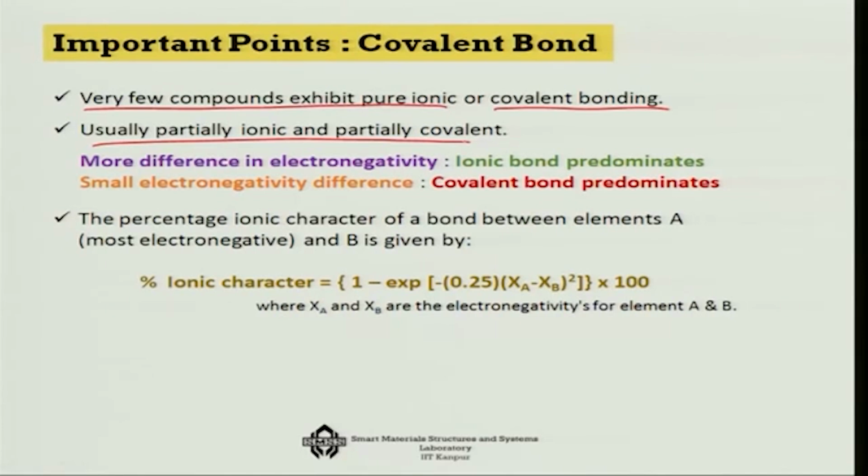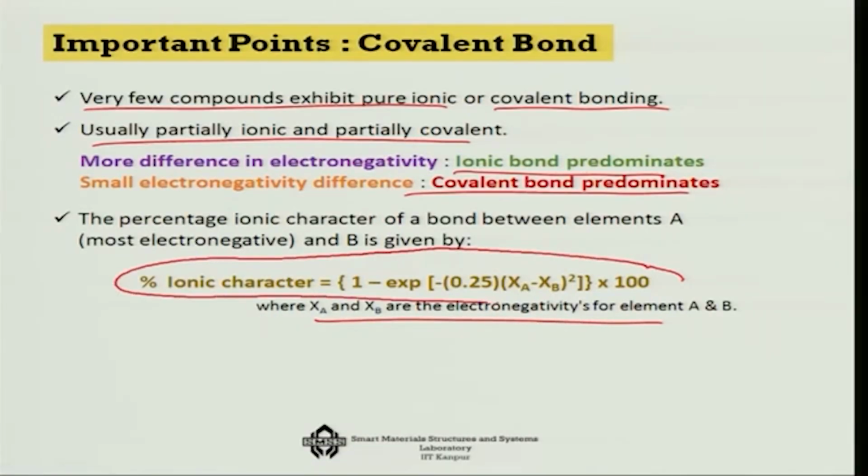If there is more difference in electronegativity between two atoms, ionic bond will predominate, and if there is a small electronegativity difference, covalent bond is going to predominate. The percentage ionic character of a bond between elements A and B, if you know Xa and Xb, the electronegativity, you will know the ionic character percentage of the bond. If it is smaller, then covalent dominates, which means it will be directional. If not, then it will be ionic, which means it will not be directional.